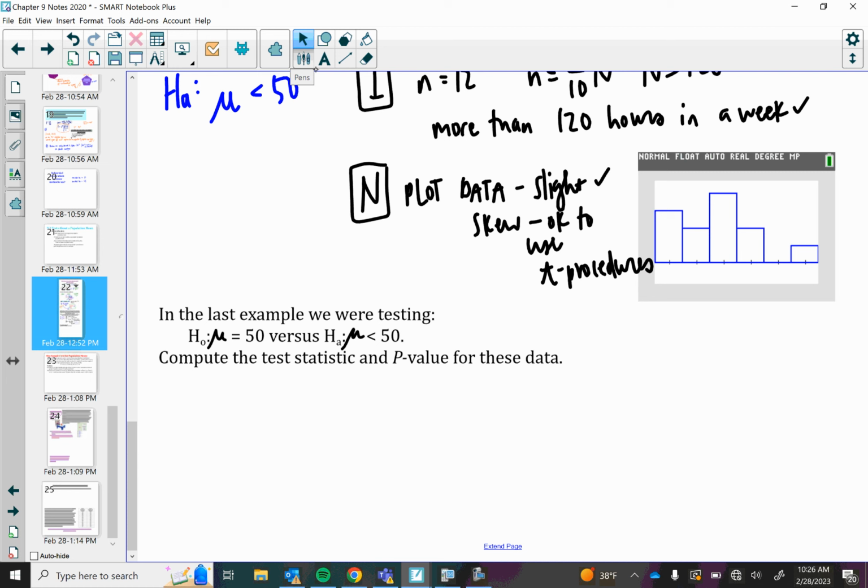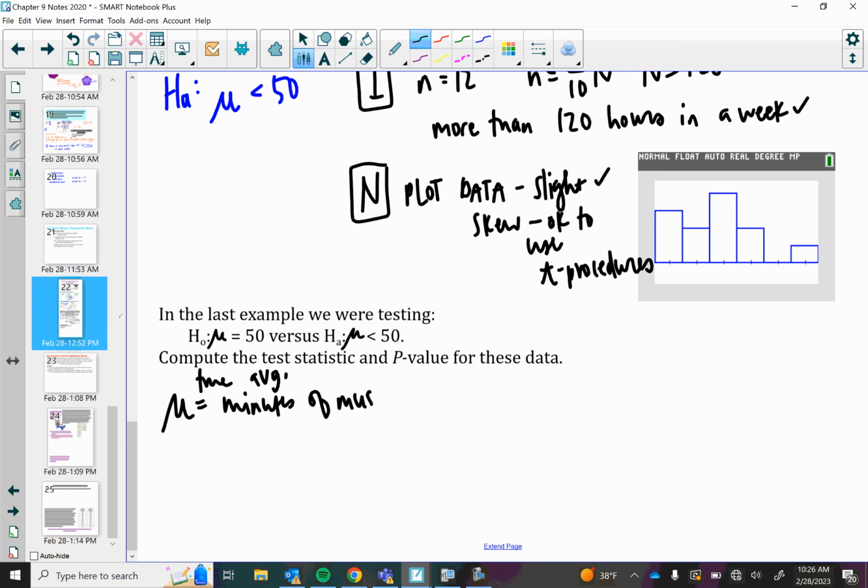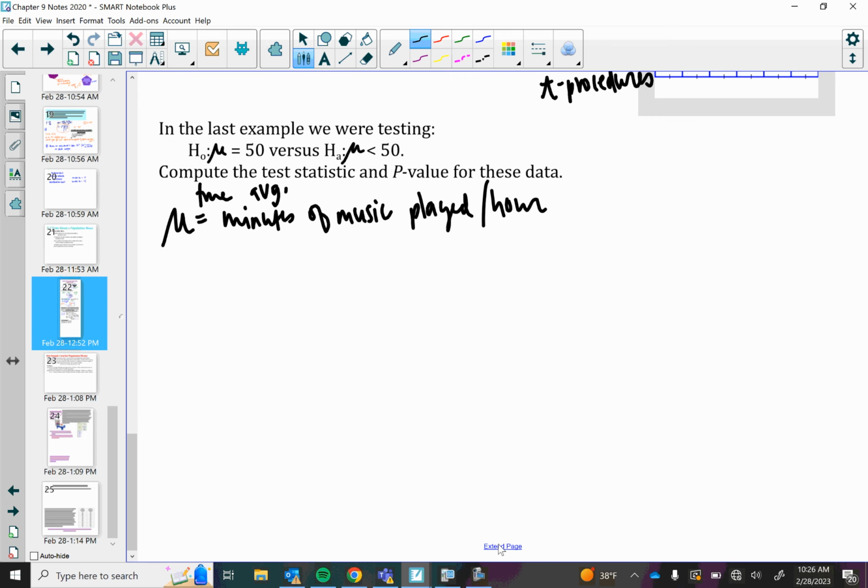Then they ask us to continue this problem. In this last example, we were talking about that the true mean is 50, where mu is the true average minutes of music played per hour. And they want us to compute our test statistic and p-value. So I know my test statistic t will be equal to x bar minus mu sub 0 all over s of x divided by the square root of n.